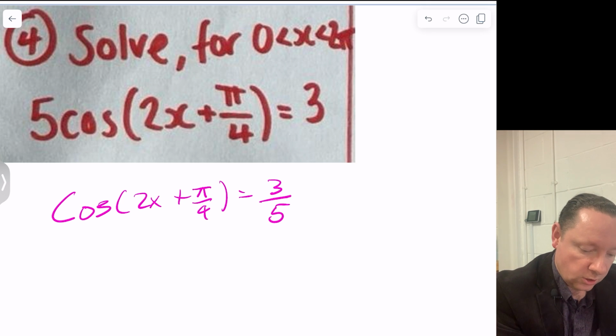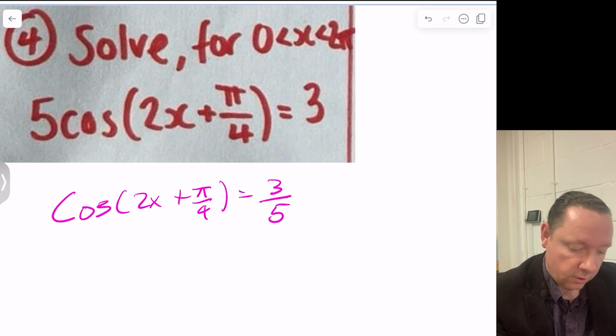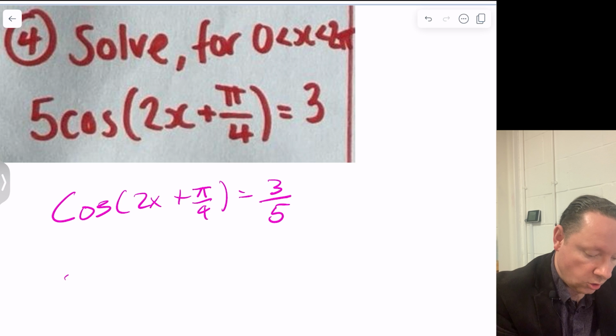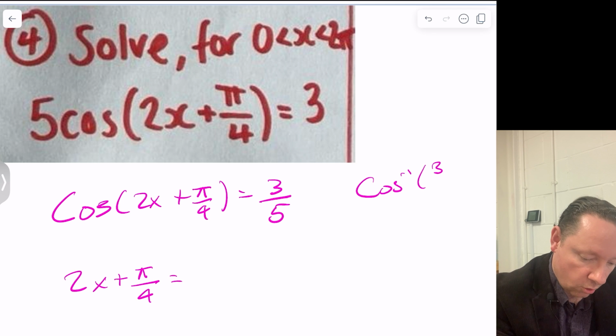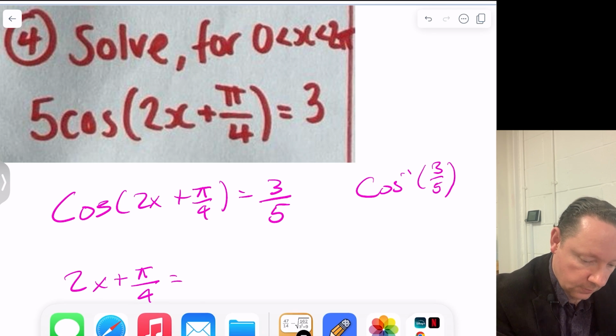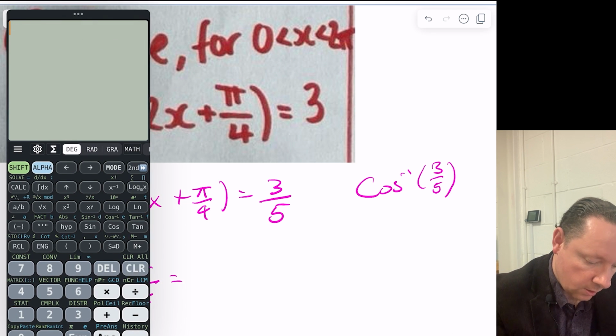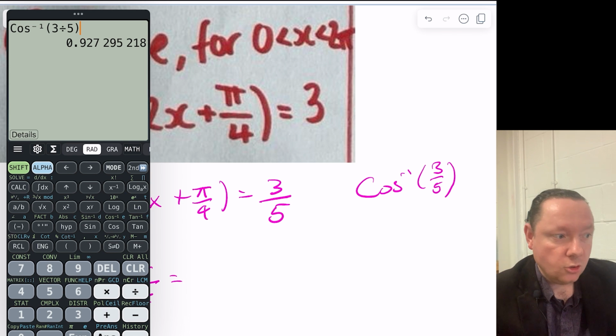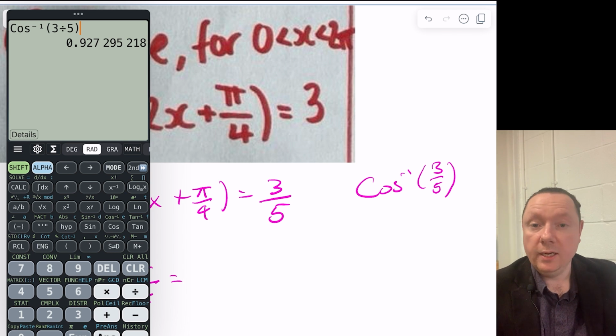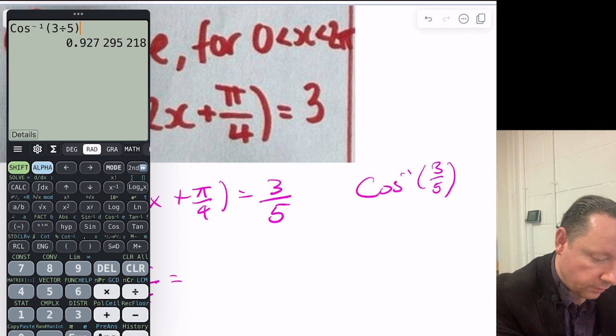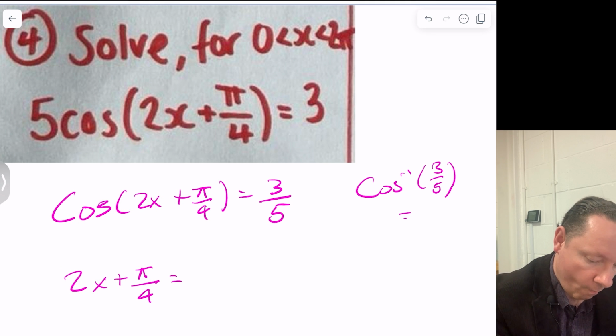And once you make cos the subject, you can do the inverse cos in your calculator. So if I do the inverse cos, I'll get 2x plus pi over 4 equals something. So I'm doing the inverse cos of 3/5. Putting my calculator into radians, making sure it is, shift cos 3/5 is 0.927. So I'll just write 0.927. Try not to round too much at this stage.